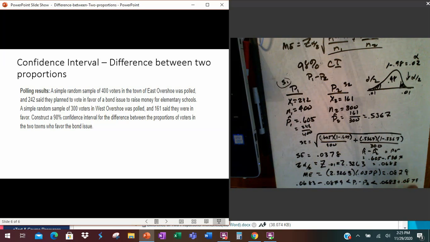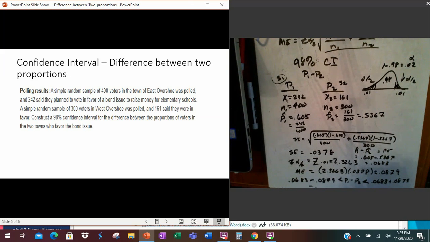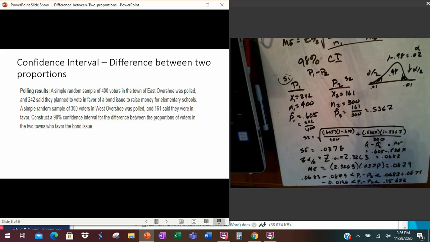Let me open this up a little bit more for us. And here's our final calculation: negative 0.0196 less than P1 minus P2, and that is less than 0.15623. And that would be our confidence interval based on these polling results.